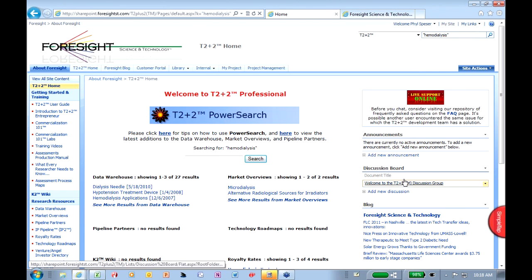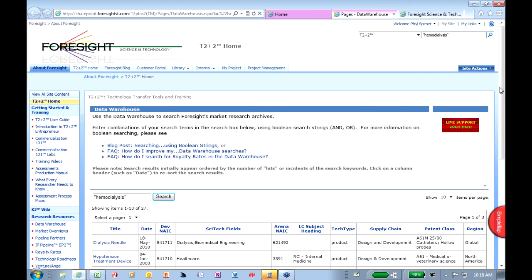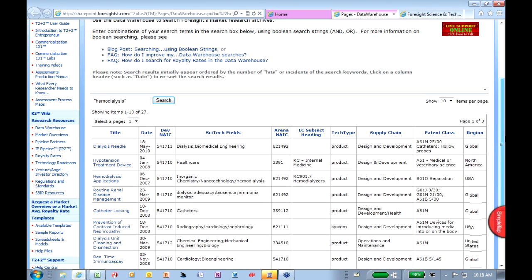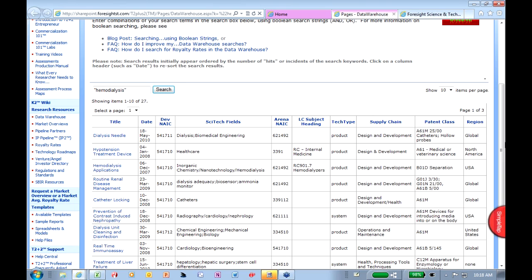And there we have our results. And as we can see, the results come in a couple of areas. So let's look at what we have here. The data warehouse is all the open source data that we collect from the reports we do. We do roughly 600 to 800 reports a year for the federal government, universities, foundations in the U.S. and around the world. So it gives us a large amount of data.